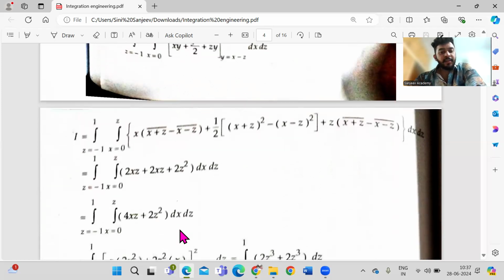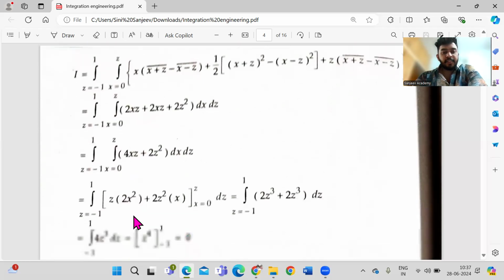Then once you're getting it, integrate with respect to the next term, dx. So if it is dx, x will become x square by 2. Correct? And this 2xz plus 2xz is 4xz. That's what they did. So if you want, you can do it individually or do it in the same way.